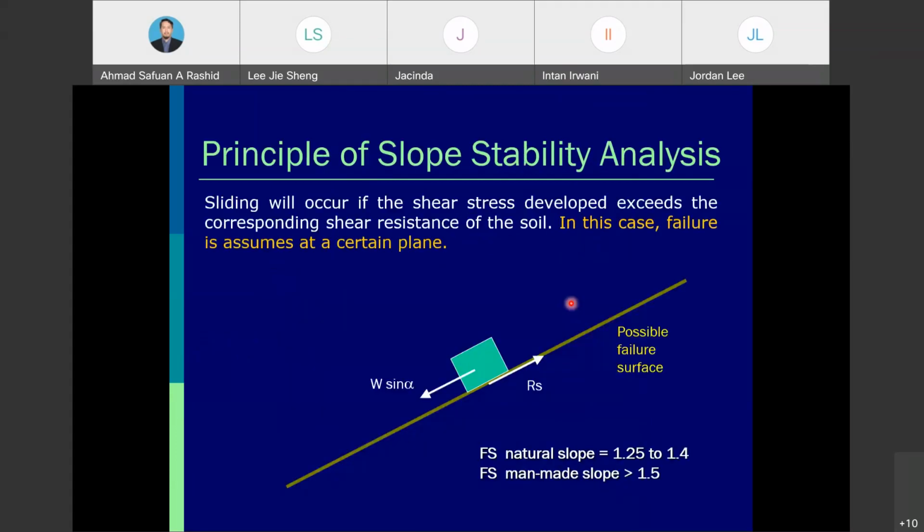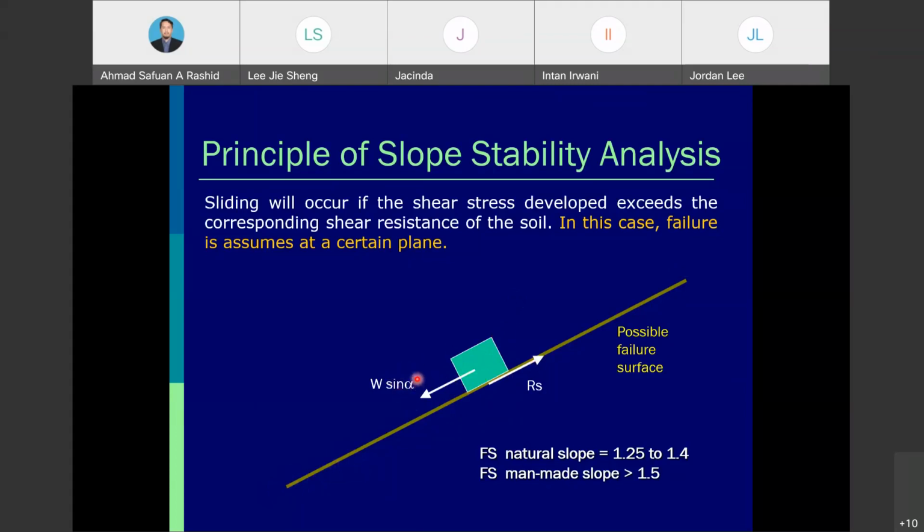So the principle of slope stability analysis: sliding will occur if the shear stress developed exceeds the corresponding shear resistance of the soil. In this case, failure is assumed at a certain plane. So this is a simple analogy, where we assume this is a block of soil. This block has its own width or mass. From this failure plane, it has a certain degree.